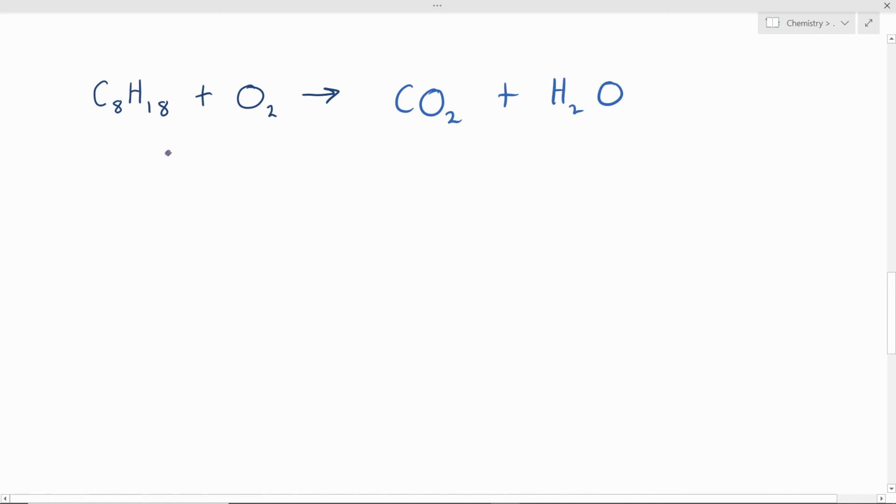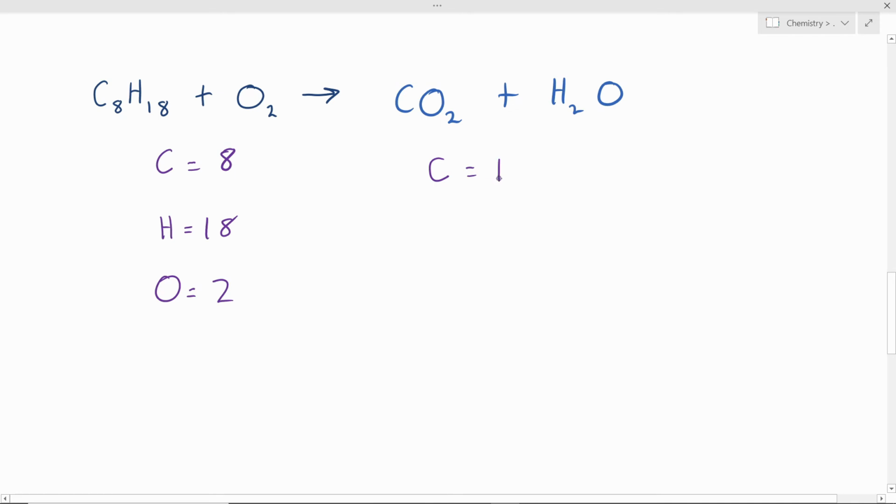The same steps apply. I'm going to count the atoms of each element on each side. So for carbon I have 8, because of the little 8 subscript here that only applies to carbon in this case, and I have 18 atoms of hydrogen, and I have 2 atoms of oxygen. Now that the reactant side is done, I'm going to move on to the product side.